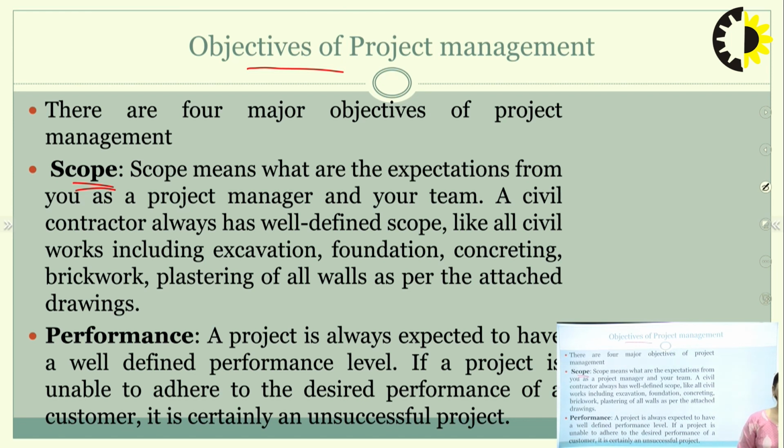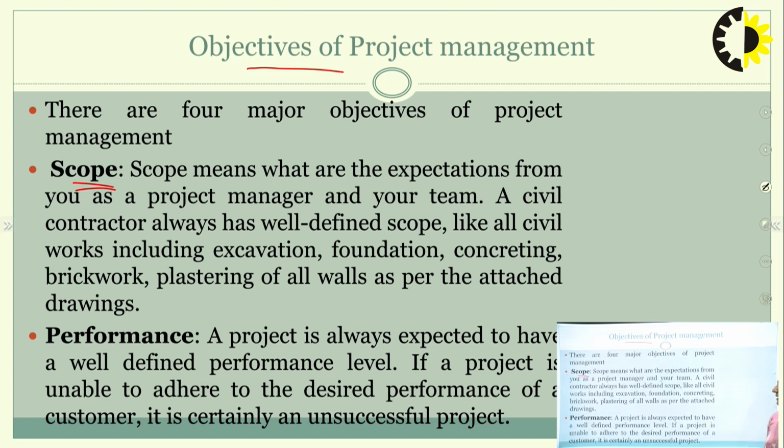A civil contractor will always have a definite, well-defined scope. This is the example they've taken: all civil works, including excavation, foundation, concreting, brickwork, plastering of walls, as per the attached drawing. It is only possible if the project is properly managed. So what is the scope? What is basically expected out of you as a team manager or as a project manager?